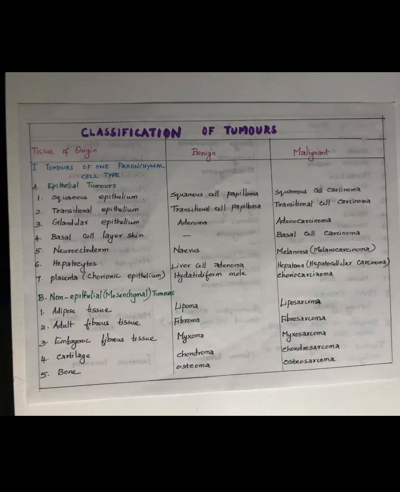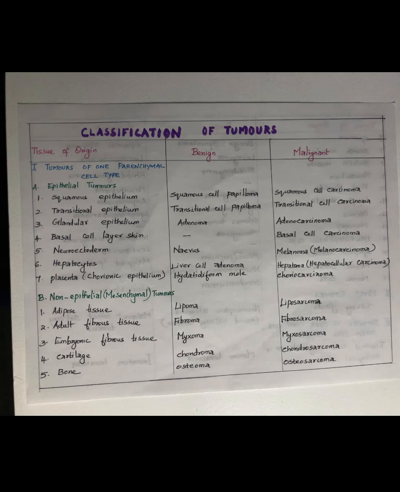Classification of tumor. Tumors are classified based upon the tissue of origin as benign and malignant tumors. Tissue of origin. Benign. Malignant. Tumors of any one parenchymal cell type. First is epithelial tumors. Squamous epithelium. Benign is termed squamous cell papilloma, and malignant of epithelial origin is termed squamous cell carcinoma. Transitional epithelium. Transitional cell papilloma. Transitional cell carcinoma. Glandular epithelium. Adenoma. Adenocarcinoma. Basal cell layer skin.